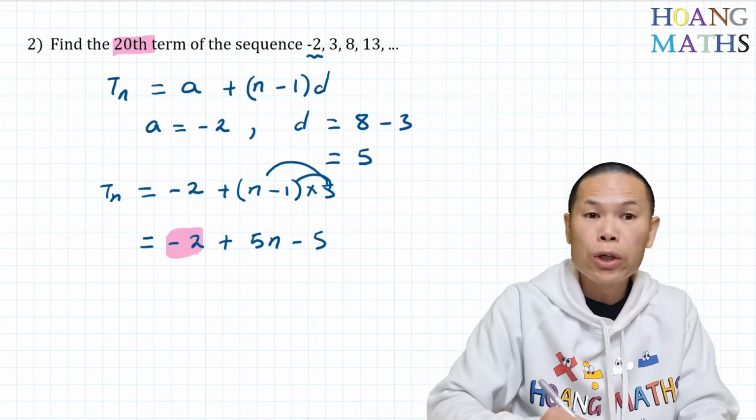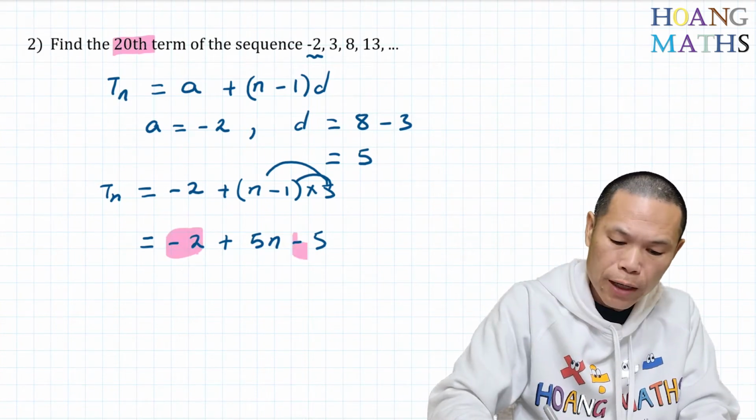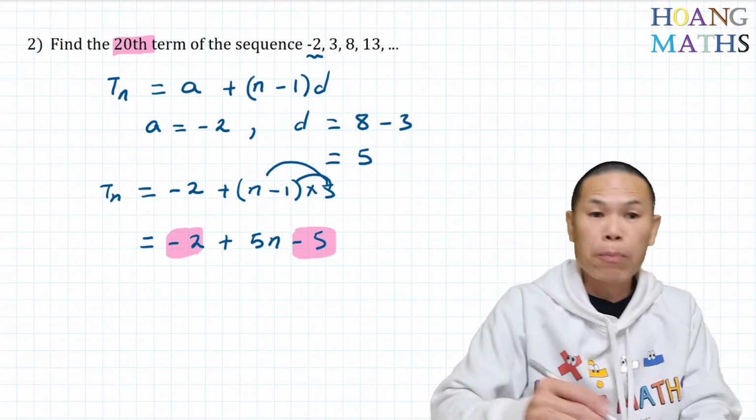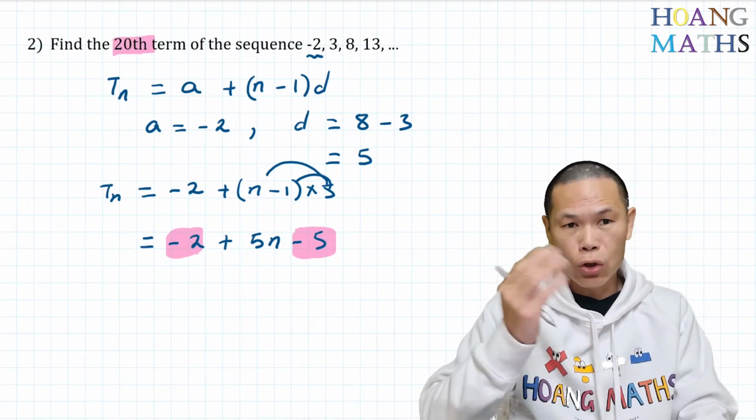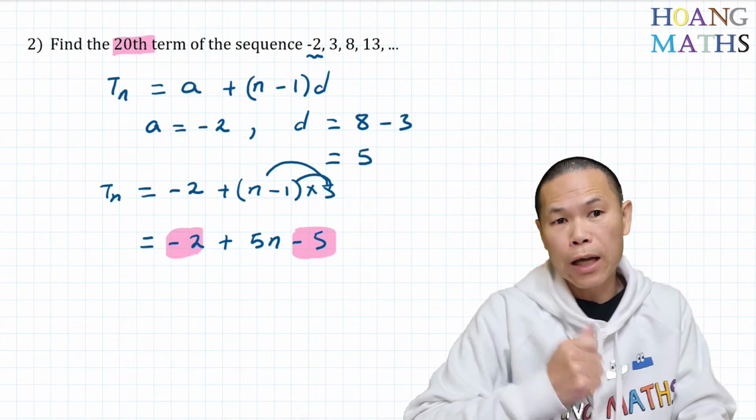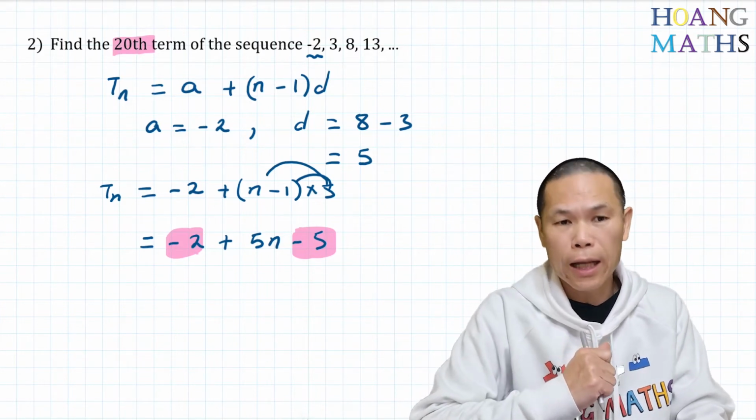So we have -2 here, and we also have -5 here. So we add them up. 2 plus 5 is 7, so the answer should be -7. Otherwise, you can just put that in your calculator, okay?